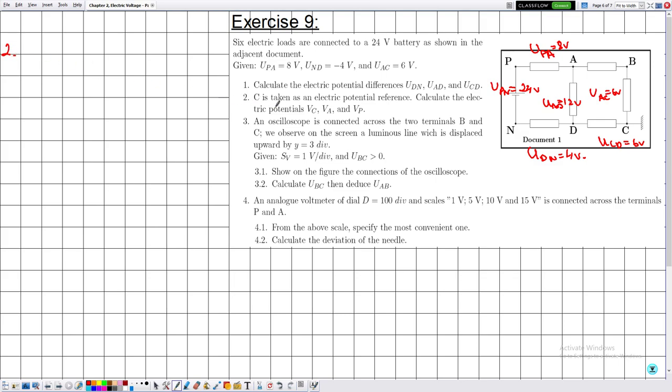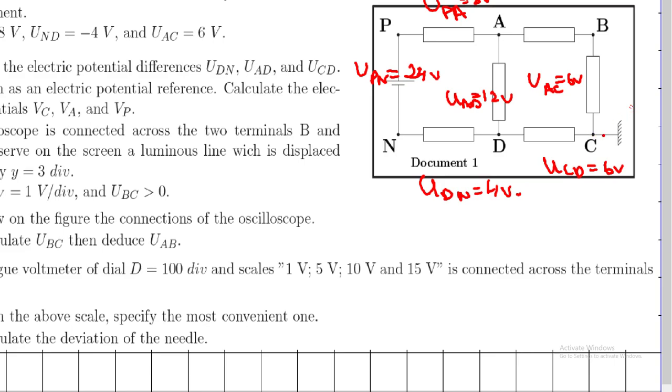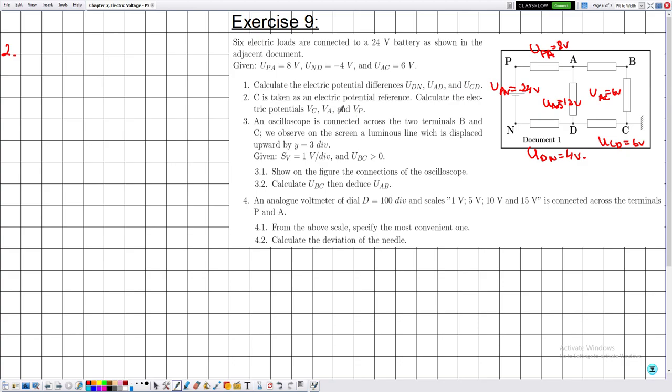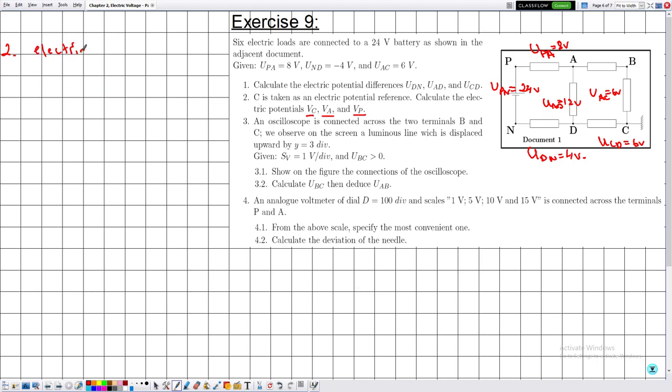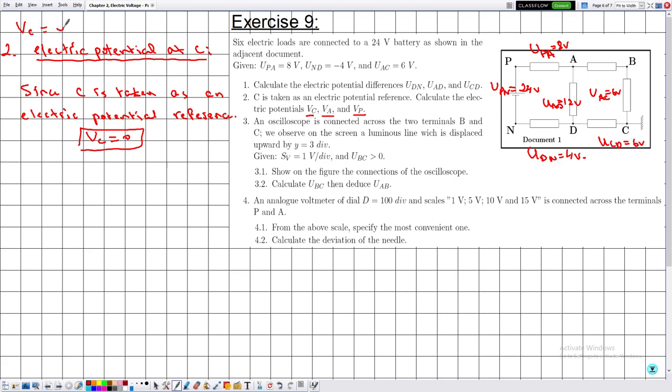Now in number 2, they are telling me C is taken as an electric potential reference as indicated here on the figure. Now we are interested in determining, calculate the electric potentials VC, VA, and VP. So let's start by order in determining VC, the electric potential at C. So notice that here C, since C is taken as an electric potential reference, then VC is equal to 0. So here we have VC is equal to 0. So we are done with VC. Now we are interested in determining the electric potential at A.